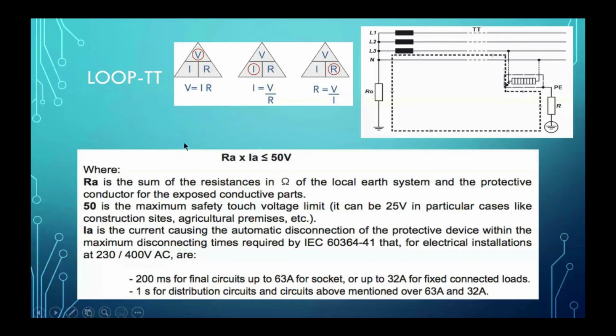Go to the loop TT system. What is called the TT system? In the TT system, normally there is a local earth up here. Here is your appliance, and here is a local earth. So this is the TT system.